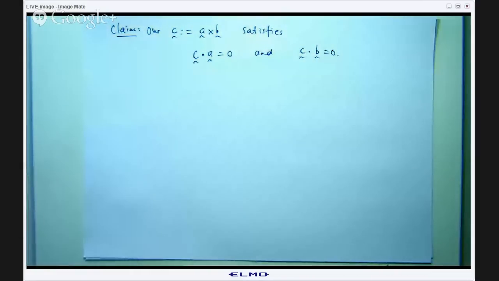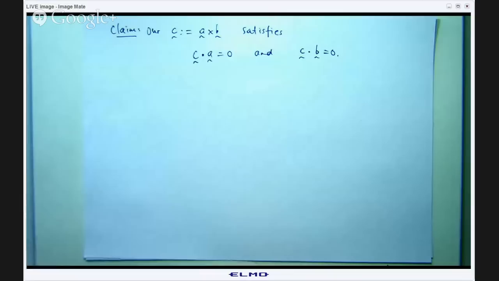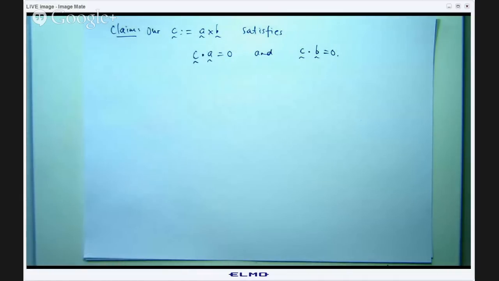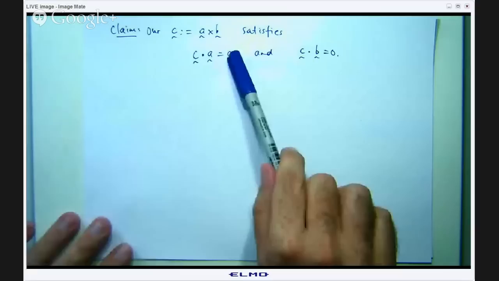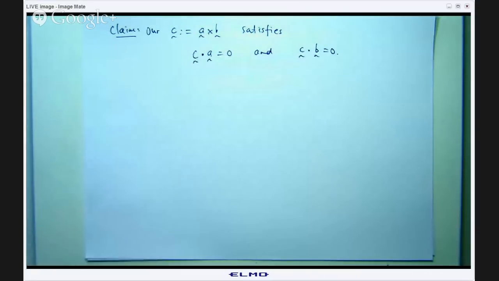Okay, we know from our videos on the dot product that two vectors are orthogonal or normal or perpendicular if their dot product is 0. So I'll prove this case, and I'll leave this case for you to prove.